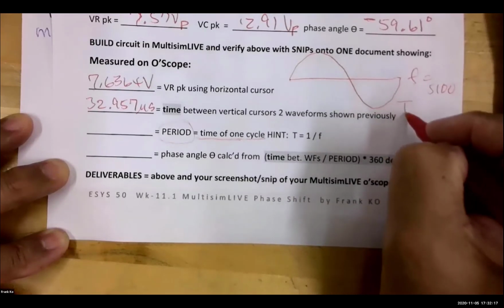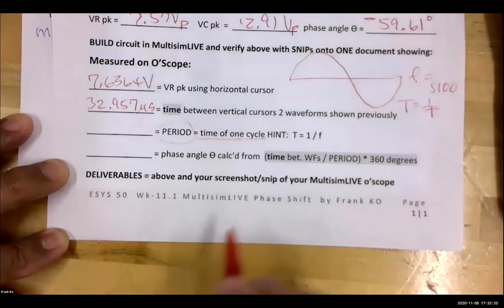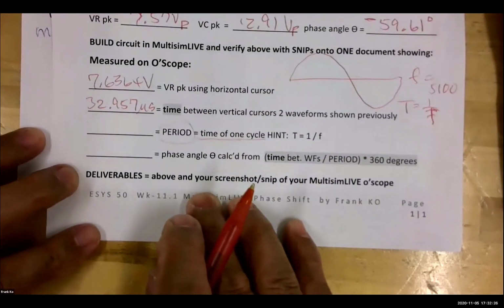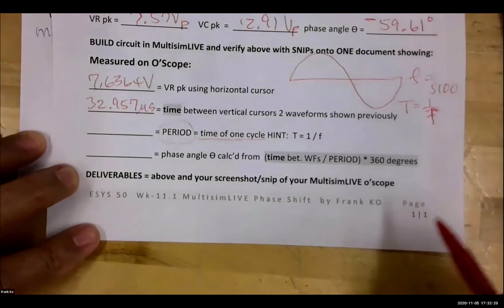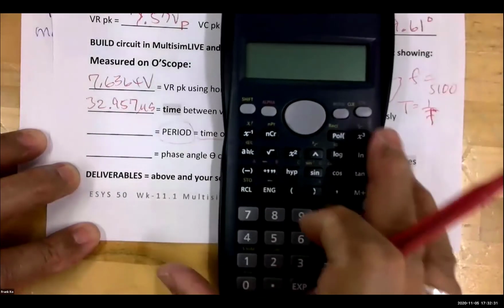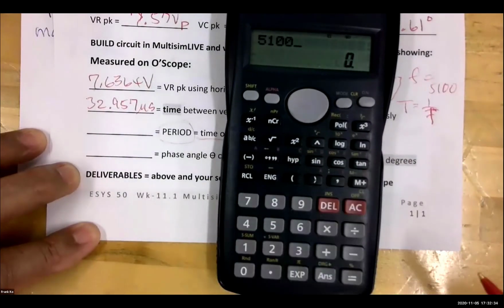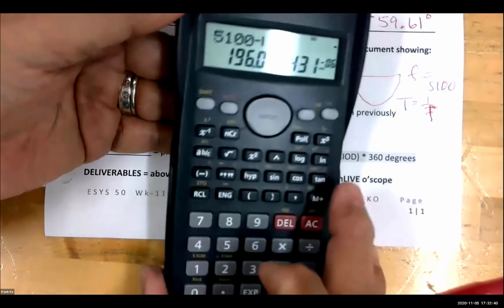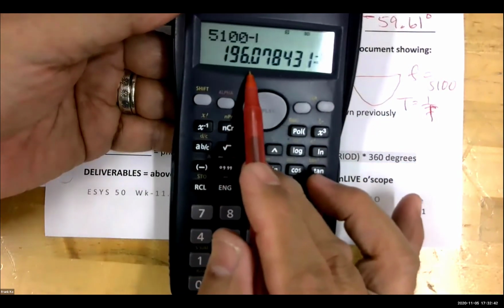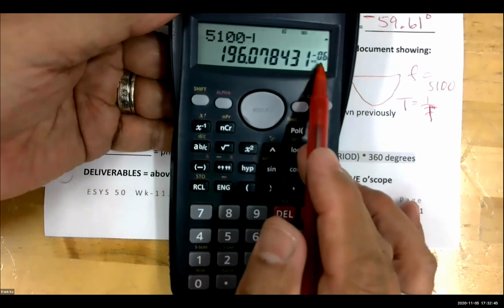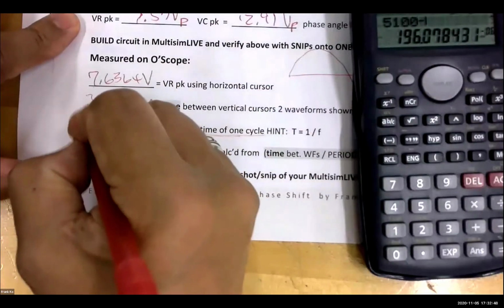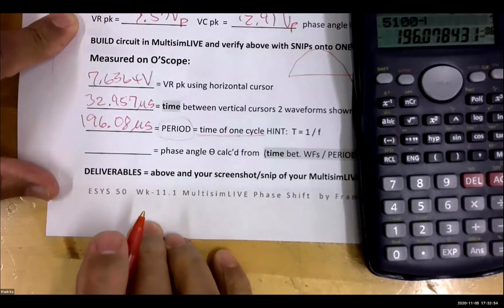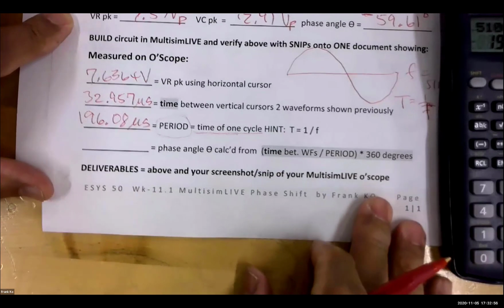So what is my T? Isn't T the reciprocal of F? And so what do we do here? All you need to do is take your calculator, 5100, and reciprocate that. And when you reciprocate 5100, enter, engineering. Do I have the time for one cycle? 196.08 microseconds. We're half a heartbeat away from getting done.